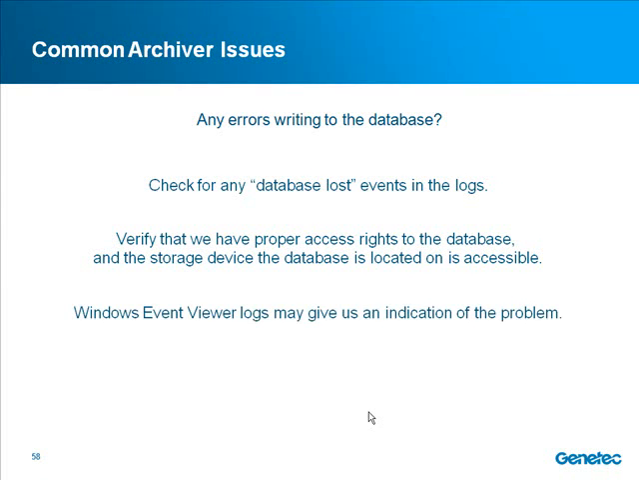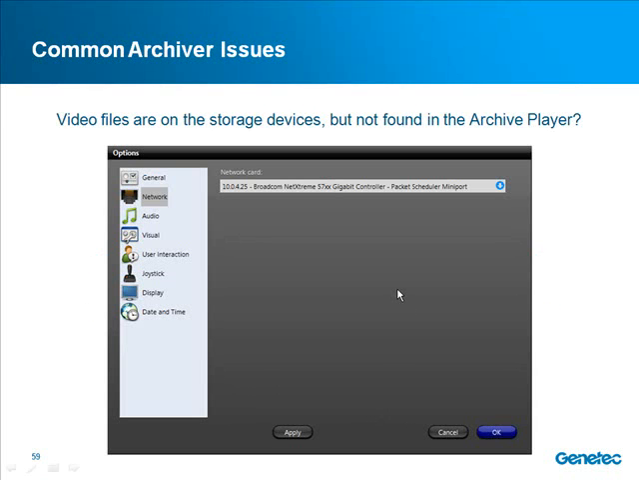Now, if the archiver seems to be recording in the live viewer panes but you're not able to find video in the archive player, take a look to make sure the files are being written to the drives. If they are there, you may be having a connection problem with the archive player.